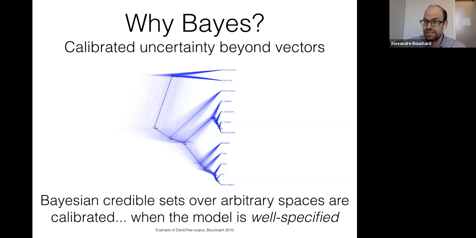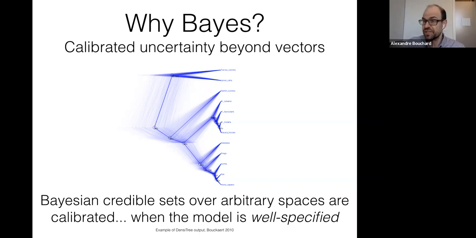One of the key nice properties of this notion of uncertainty that comes out of a Bayesian model is that it can be guaranteed to be calibrated if the model is well specified. So if you put enough care in building your model that it's a close representation of reality, then you can have nice guarantees, even if you don't have a very large sample size. So they're very nice guarantees.